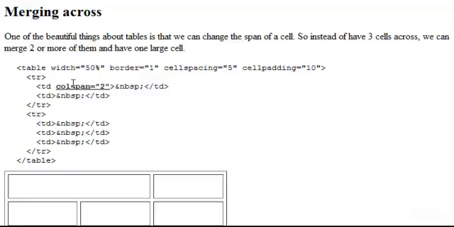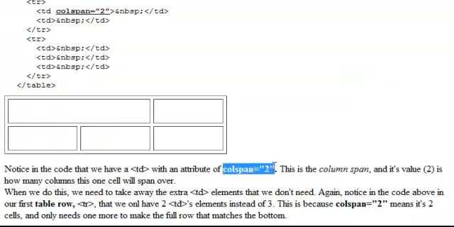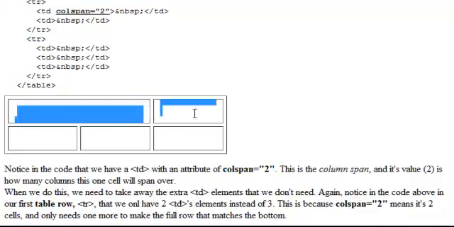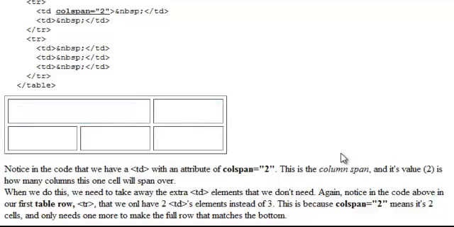Now if we break that up, that means column span, and that means that this one cell here is going to take up column 1 as well as column 2. So it's going to span over 2 columns. Now if we change the column span to 3, this would be one big cell all the way across. And when we add a column span, we also need to remove one of the cells.